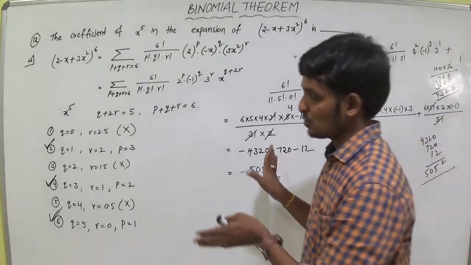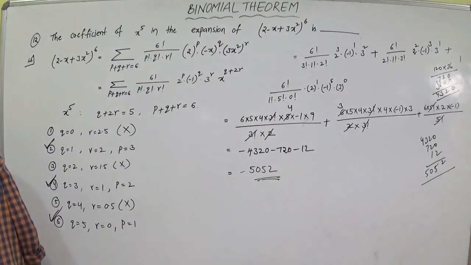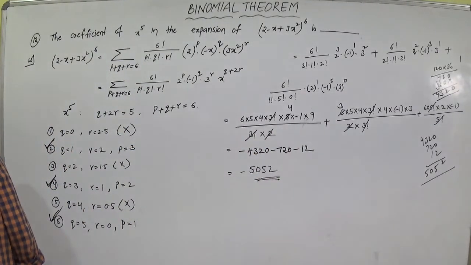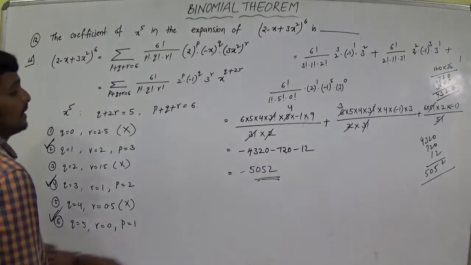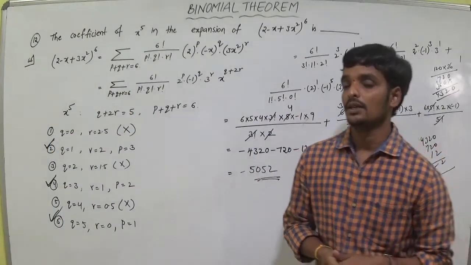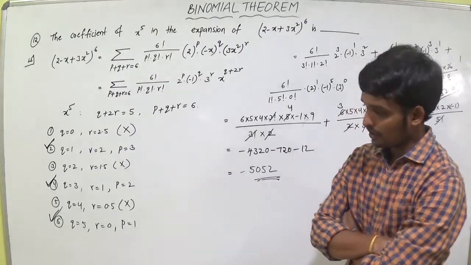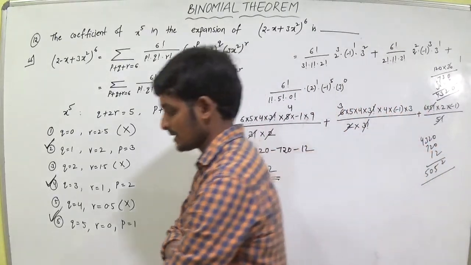This is the solution. I told you in the first that the number of terms in the binomial expansion is equal to the number of non-negative integer solutions. We discussed this at the start, and according to that you can take the sum. I hope you understand.